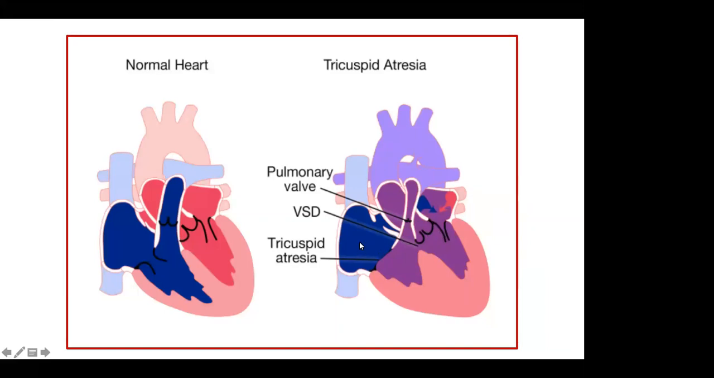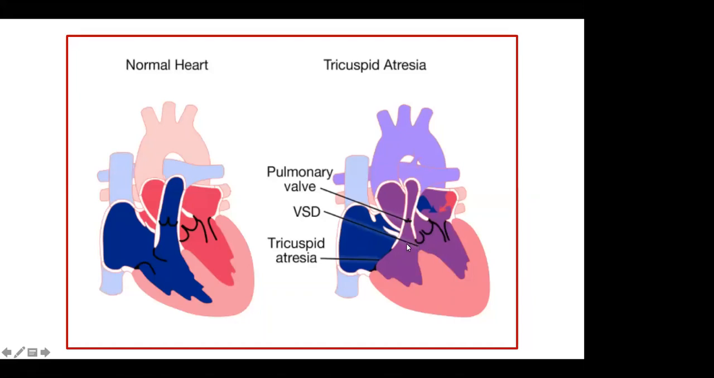So if the saturation on the right side is 75 and on the left side 100%, if we mix the two, you will get a saturation of around 85. So those patients, if they have a good ASD and good lungs, usually saturate around 85 all the time. No matter how much oxygen you give them, they cannot improve their saturation. These types of patients need an ASD.